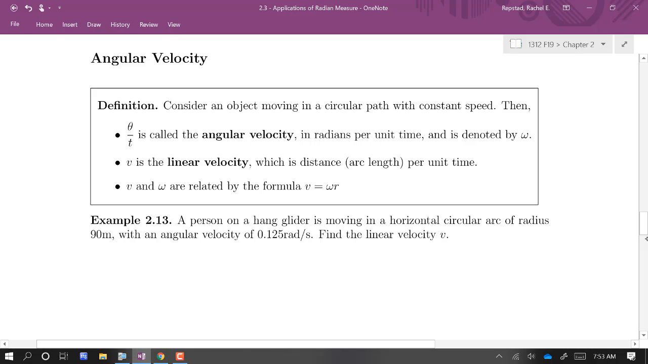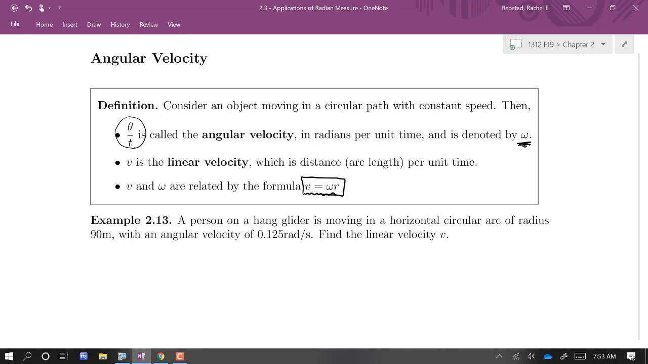For our purposes and for the formulas that we're using, just like the other ones, we need to have our angles measured in radians. So that angular velocity, theta over t, an angle over time, is always radians per unit time, and we denote it with a lowercase omega Greek letter. V is the linear velocity, so that's like an arc length over time. And V and omega are related by this formula, V equals omega R. This is the important formula here, and then the new concept is angular velocity, an angle over unit time.